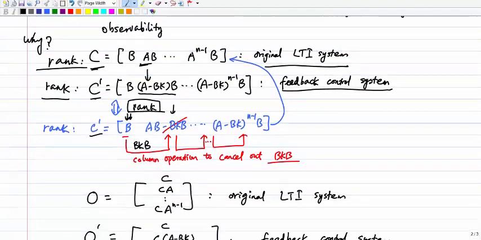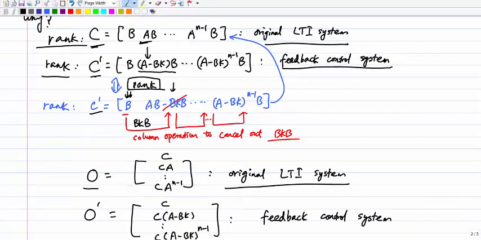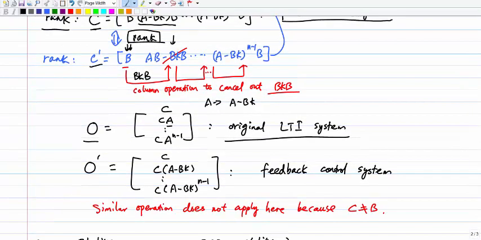However, if you look at the observability matrix, it is given by C, CA, and so on up to CA to the n minus 1 for the original linear time invariant system. For the new one, I have to change my A into A minus BK. So the first row is C, the second one is C times (A minus BK), and so on and so forth.